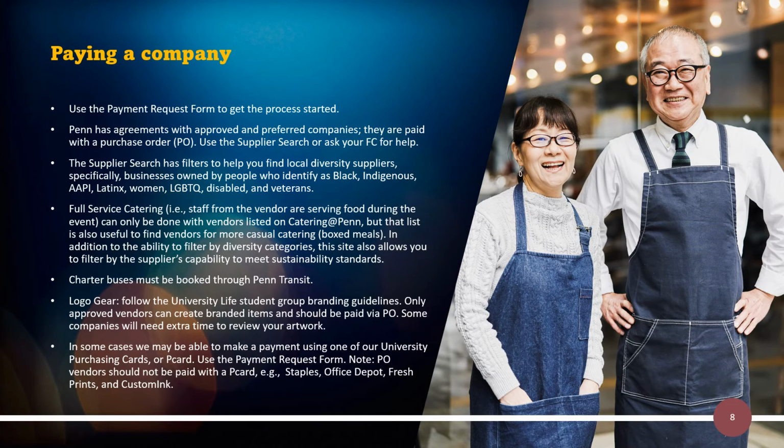Paying a company. Use the payment request form to get the process started. Penn has agreements with approved and preferred companies, and they are paid with a purchase order, or PO. Use the supplier search function or ask your financial coordinator for help. That supplier search has filters to help you find local diversity suppliers, specifically businesses owned by people who identify as Black, Indigenous, Asian American Pacific Islander, Latinx, women, LGBTQ, disabled, and veterans.